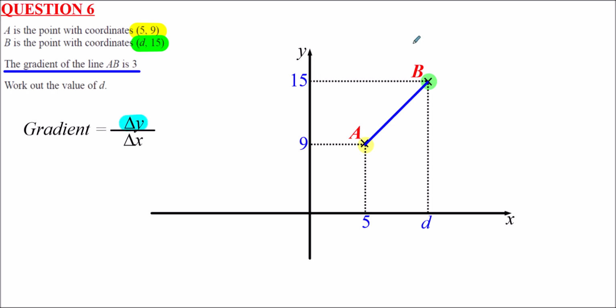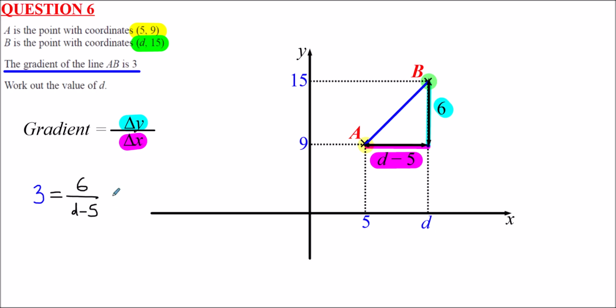So the change in y is 6, whereas as we move from 5 to D, the change is the final minus the initial. So the change in x will be D minus 5. We're told that the gradient is 3, so we can plug in these values. So 3 equals the change in y, which is 6, divided by the change in x, which is D minus 5.